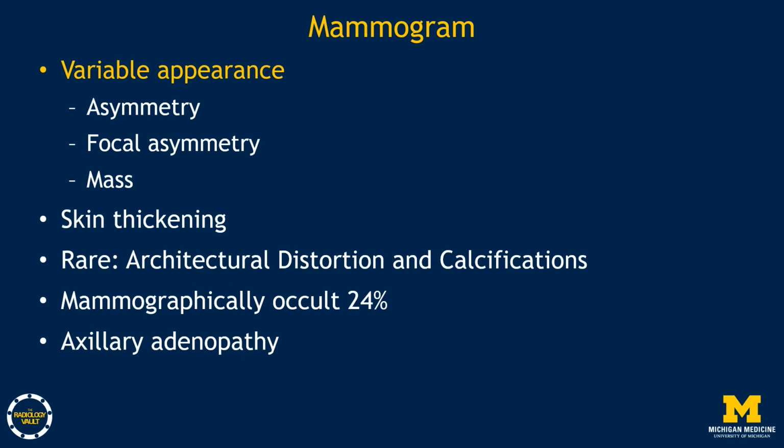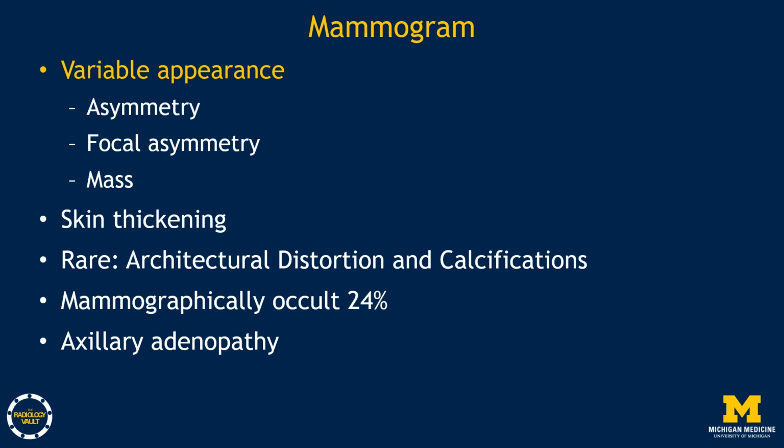The mammogram has a variable appearance. Asymmetry would be seen on one view. Focal asymmetry would be seen on two views, both the MLO and the CC, or you may see a mass, which has convex borders. There may be skin thickening and edema. It's mammographically occult in about a quarter of cases, 24% of cases, often because of dense breast tissue. You may see axillary adenopathy on the MLO projection, and it's rare to see suspicious findings like architectural distortion and calcifications.